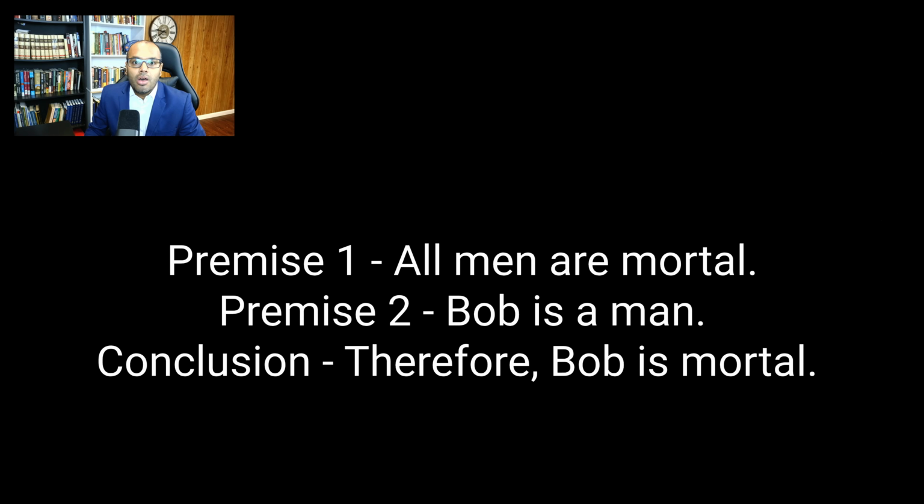For example, all men are mortal. Bob is a man, and therefore Bob is mortal. So what we have done is that we took two premises: the first is that all men are mortal, and the second premise is that Bob is a man, and therefore Bob is mortal. So, that is how we use logic. Logic is the study of correct reasoning and valid inference. It is basically moving from premises to the conclusion.